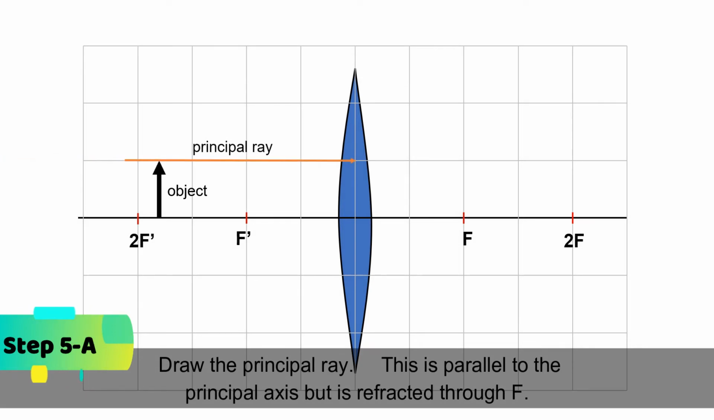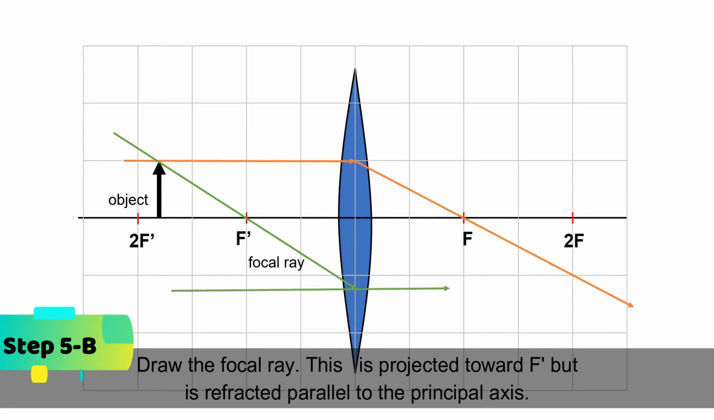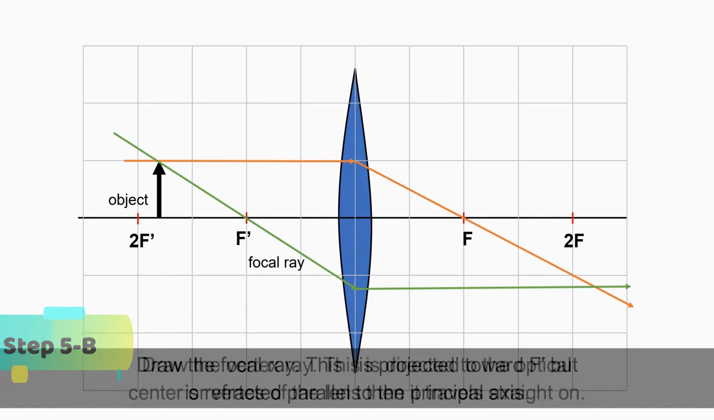This connects the tip of the object with the lens through the normal line. This is refracted or bent through the principal focus f. To draw the focal ray, we create a line that connects the tip of the object with the principal focus f'. Then we let it hit the lens through the normal line. This then refracts parallel to the principal axis.